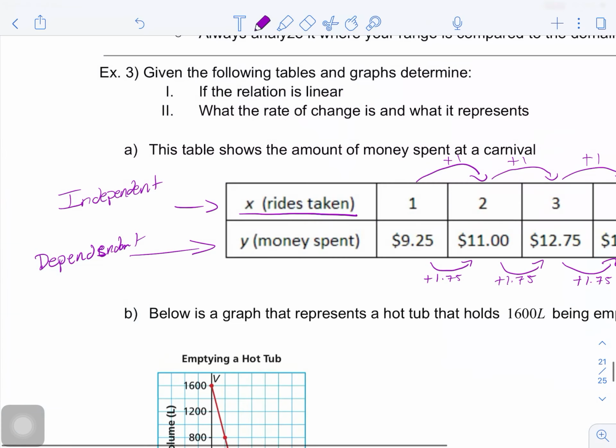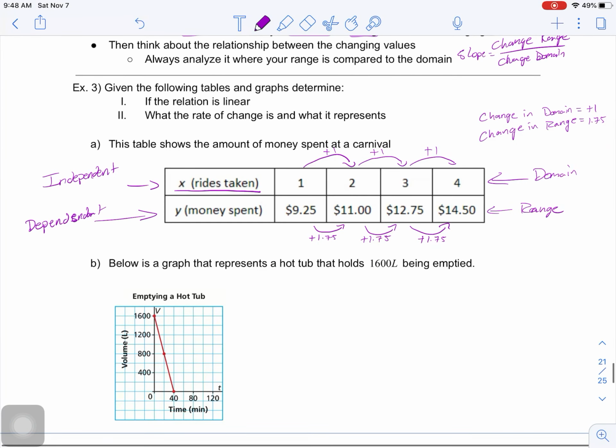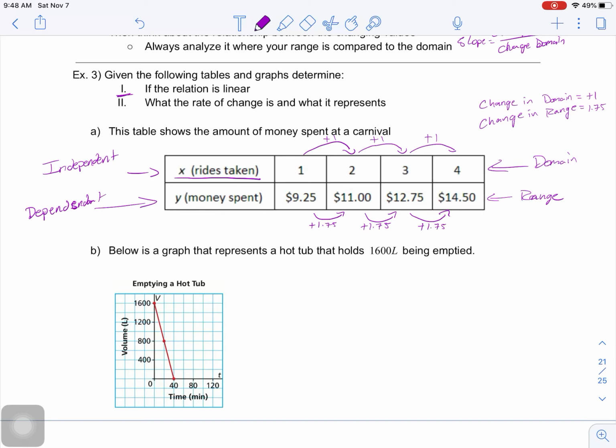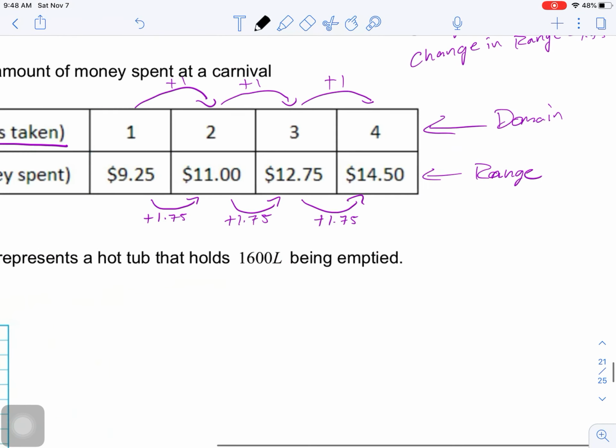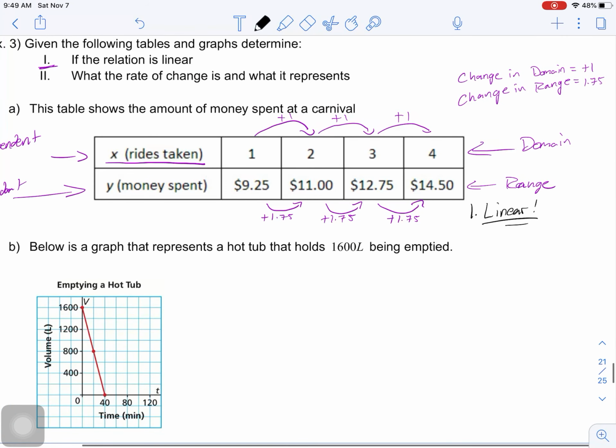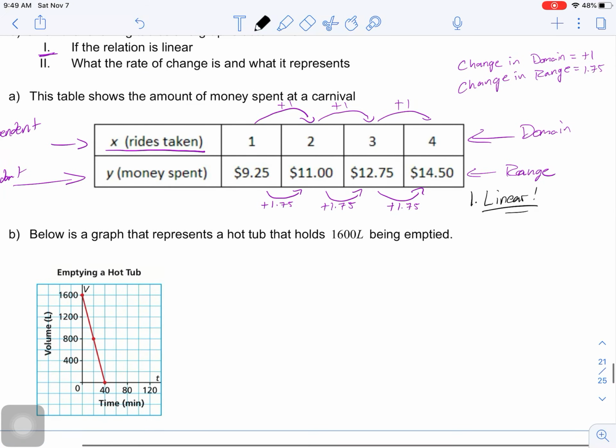Now, what does this mean? So first of all, for I, we have determined that this thing is in fact linear, because both domain and range are increasing at the same rates. So if I write I over here, this is linear, okay? Because our domain and our range are increasing at constant rates here. Now let's figure out what the rate of change is. So let's write I here, and I'm just going to use this column here.